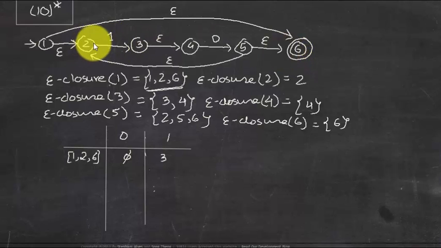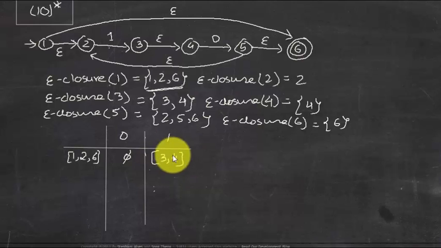Nowhere. But as you can see, state 2 on input 1 goes to 3, but it could also go to 4 because it has an empty transition here. So it can reach both 3 and 4. So 3 and 4 will be one state. 3 and 4 we found here once, so it could be considered one state.